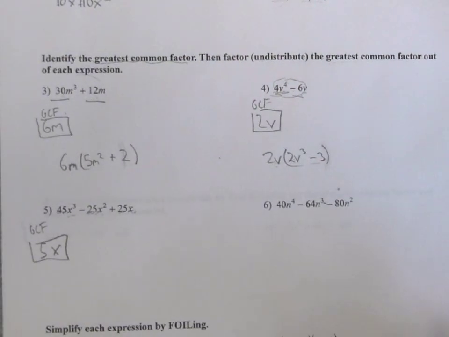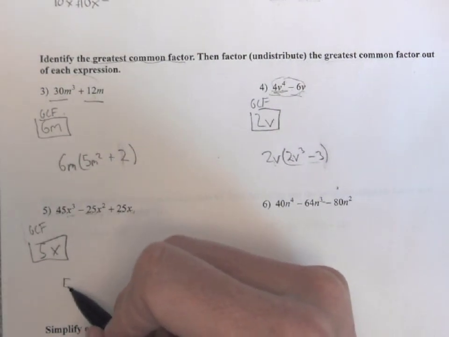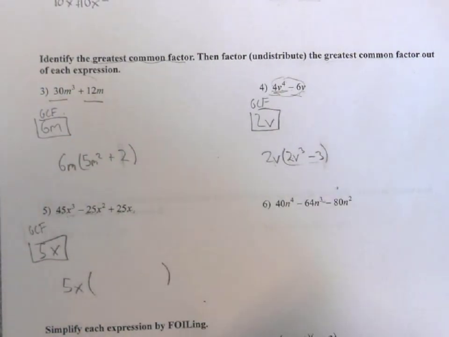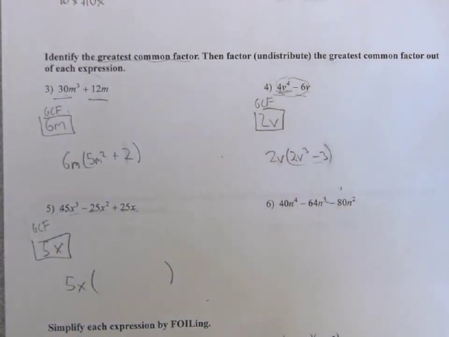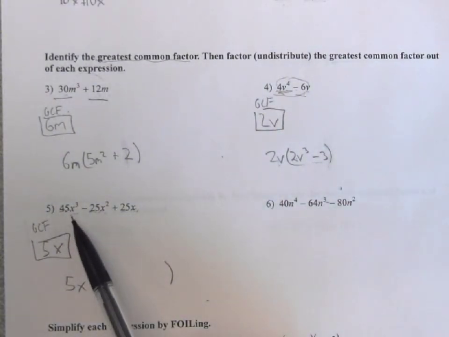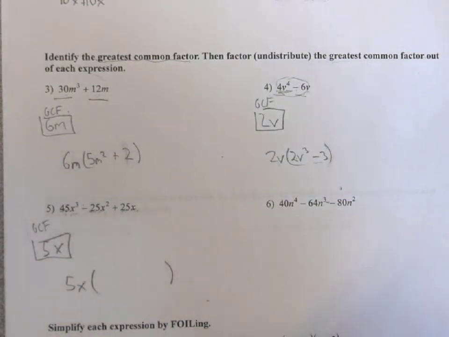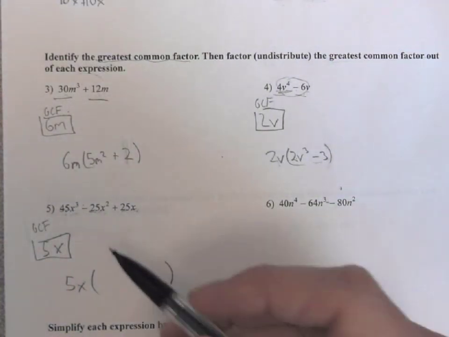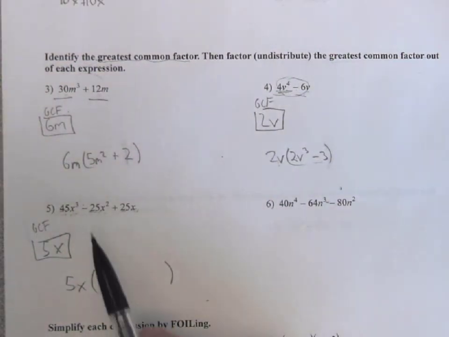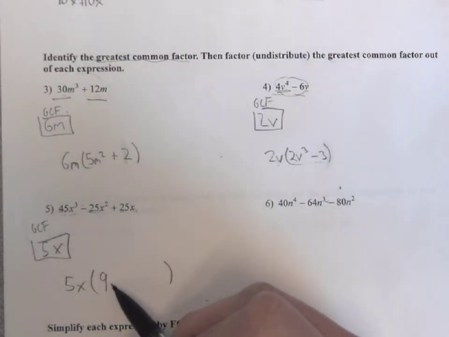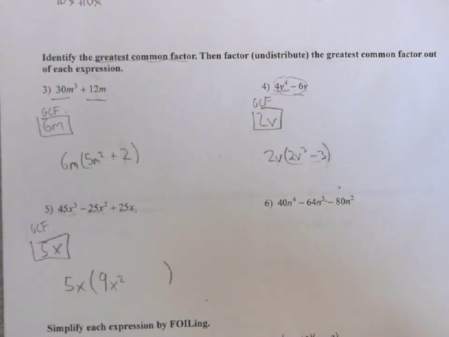Okay, now that we have that, we want to actually factor that out, or in other words, undistribute that from the 3 terms. So you can think of it as dividing, kind of. It's kind of like unmultiplying, right? Undistributing. It's almost like dividing. So some people do it like this: 45x to the third divided by 5x. Well, 45 divided by 5 is 9. And x to the third divided by x is x squared, right? So you can do it that way if you want to think of it that way.